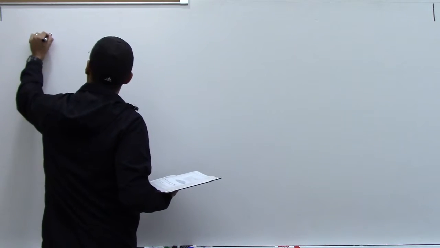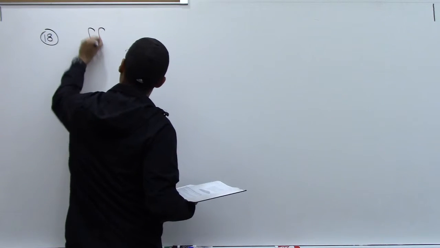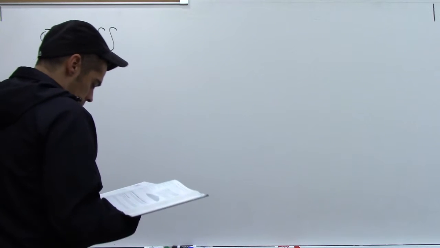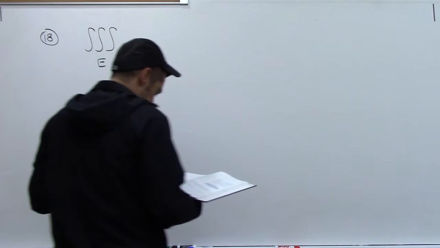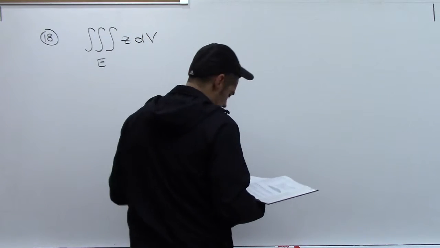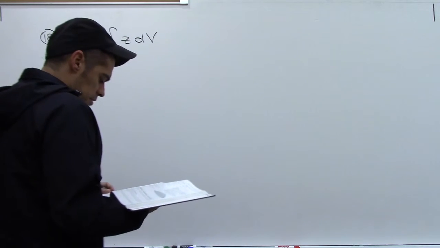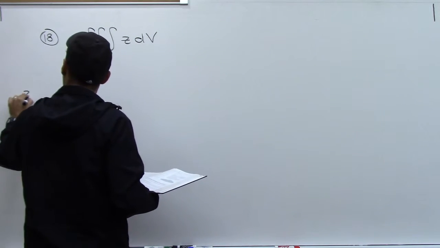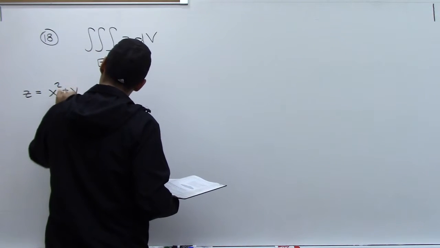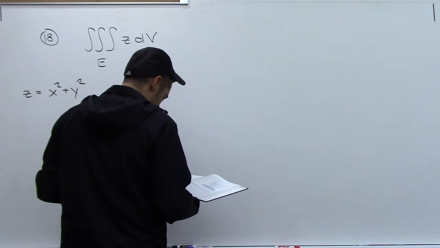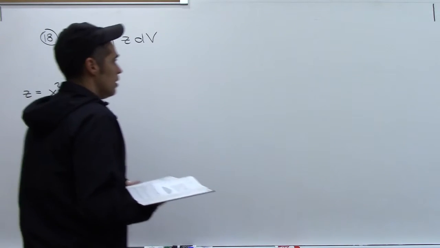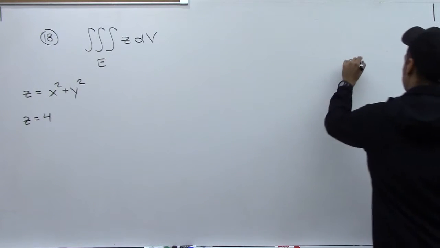Evaluate the triple integral over E of z dV, where E is enclosed by the paraboloid z equals x squared plus y squared, and the plane z equals 4. So I'll try and draw that region over here.